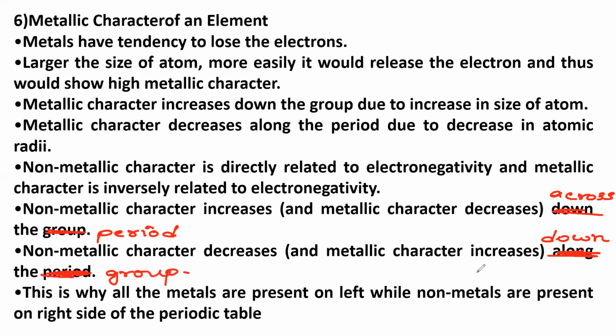So down the group, non-metallic character decreases and metallic character increases. This is why all the metals are present on the left while non-metals are present on the right side of the periodic table. So I hope it is clear now. Next.